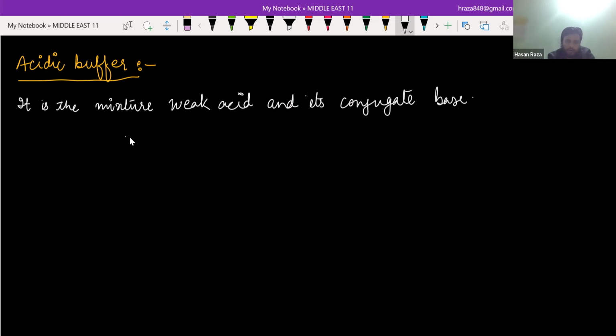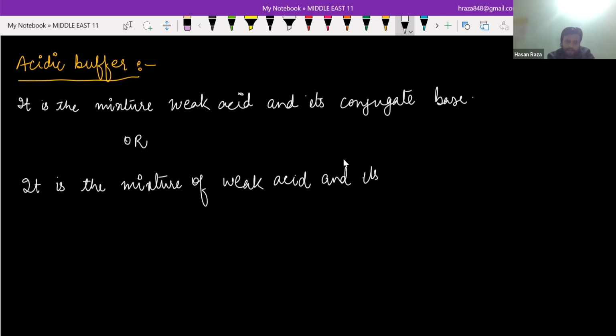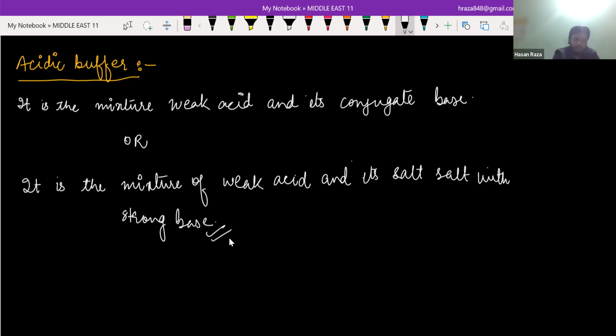Or another definition, it is the mixture of weak acid and its salt with a strong base. I will give some examples so it will be more clear.